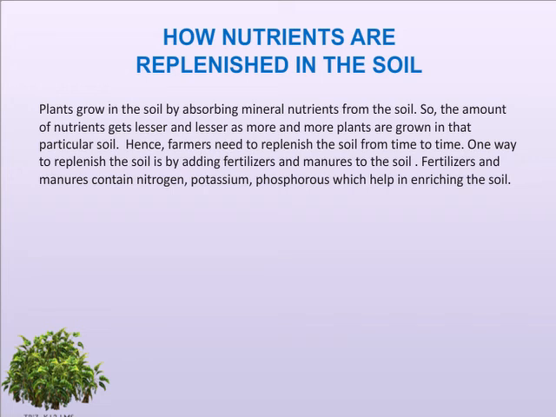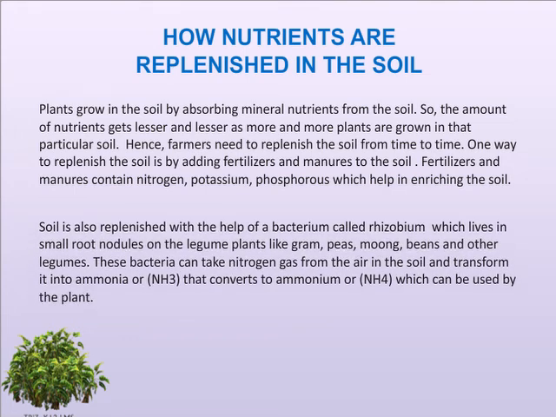One way to replenish the soil is by adding fertilizers and manures to the soil. Fertilizers and manures contain nitrogen, potassium, phosphorus, which helps in enriching the soil. Soil is also replenished with the help of a bacterium called Rhizobium, which lives in small root nodules of legume plants like gram, peas, mung beans and other legumes.